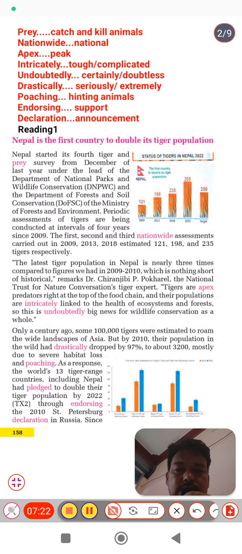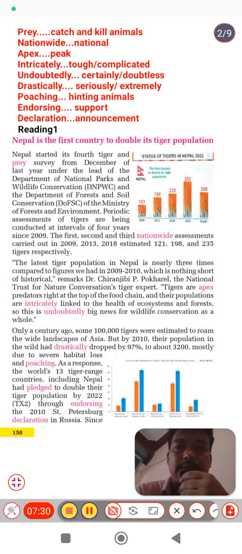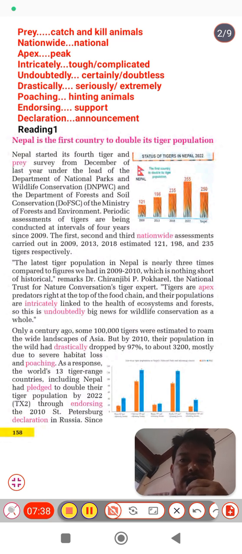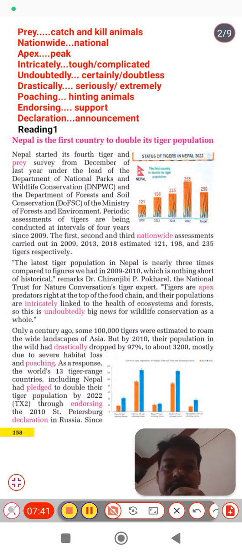So here are the words like apex, intricately and undoubtedly. I have written the meaning of these words here. So the word intricately means tough and complicated. Undoubtedly, that is doubtless, very certainly, definitely. And in other words, apex is the peak.